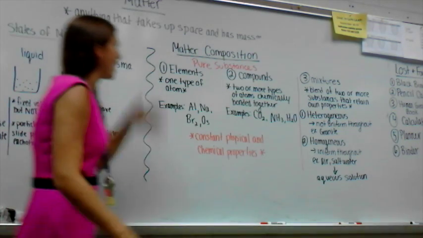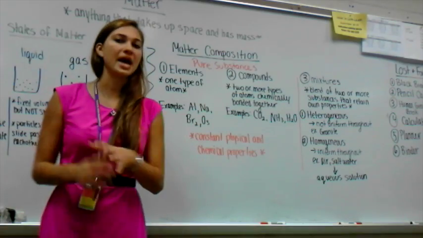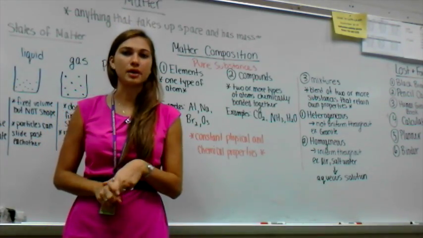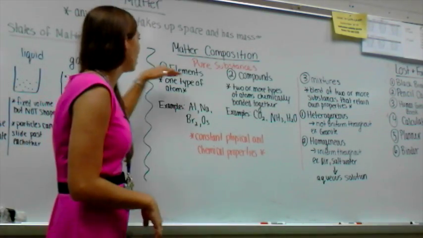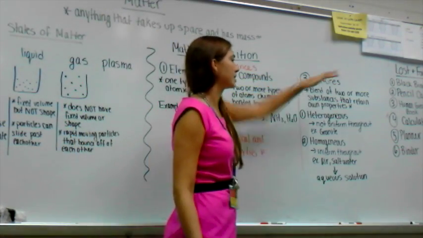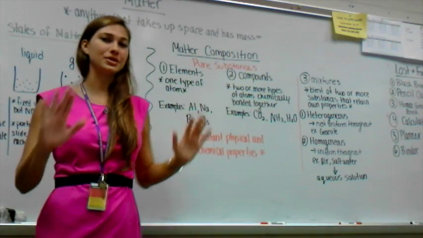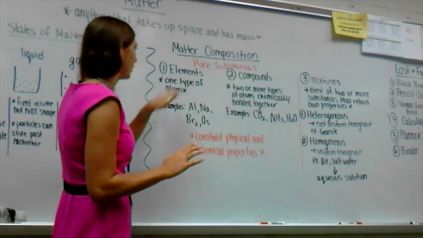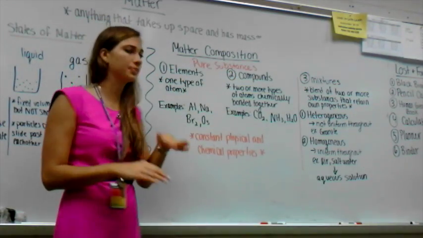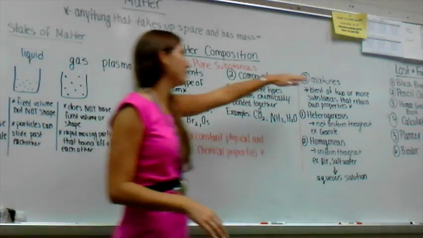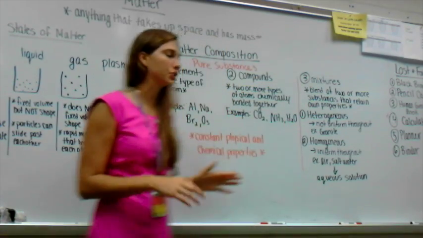Next, we're going to talk about matter composition. So we have three different compositions that we're going to be talking about. We have elements, compounds, and mixtures. Now they're going to be broken up into two distinct areas. So elements and compounds are going to fall under pure substances, and mixtures is just going to be mixtures.